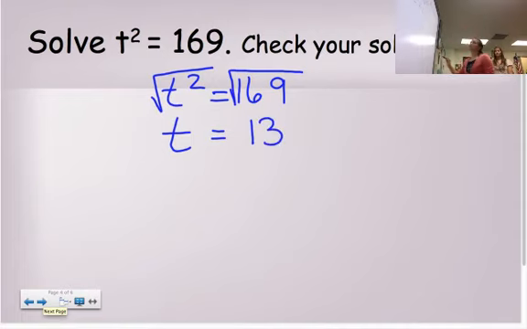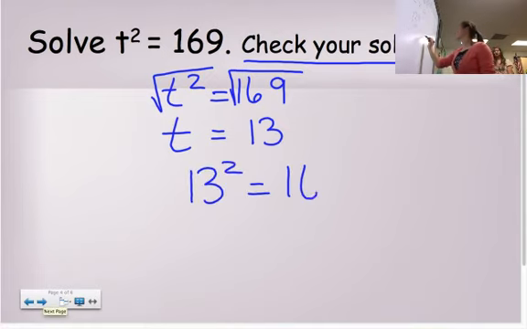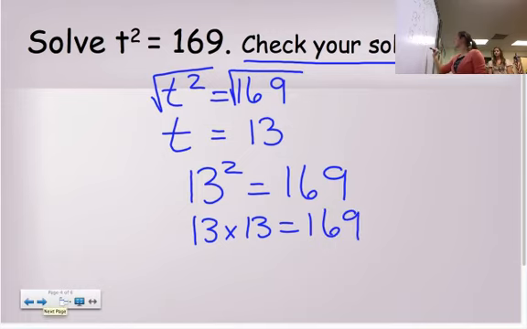And to check this solution, right here it says check your solution. To check this, we would take 13 and make sure that 13 squared equals 169. You can take 13 times 13. Yes, it does equal 169. So we're happy. That's the right answer, and we're moving on.